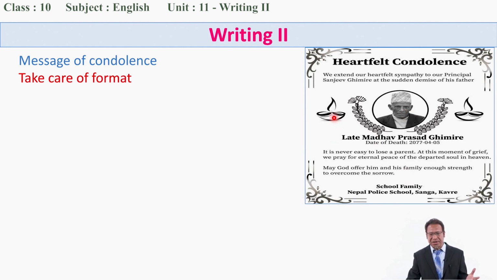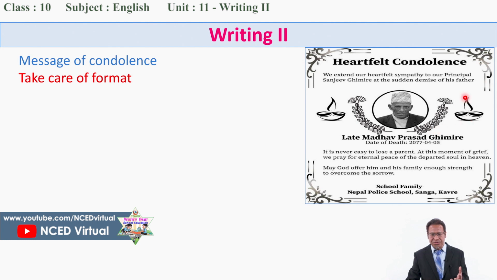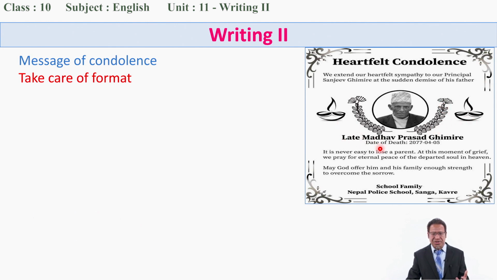At the side you have the date of birth and date of death. Also you have a lamp shown, then other decorations, and the frame. The writing design is also different. You have to take care of who has expressed the message of condolence, everything. So take care of the format. Every writing has a format, and you have to take care of it.